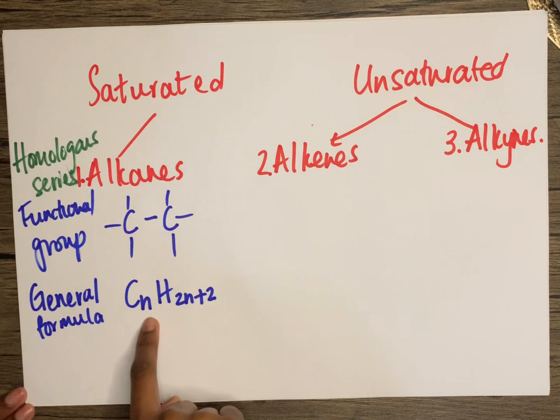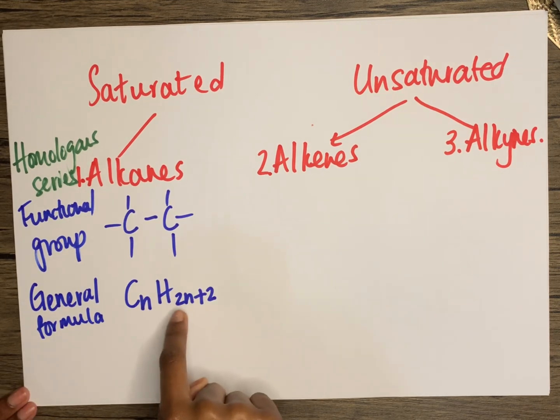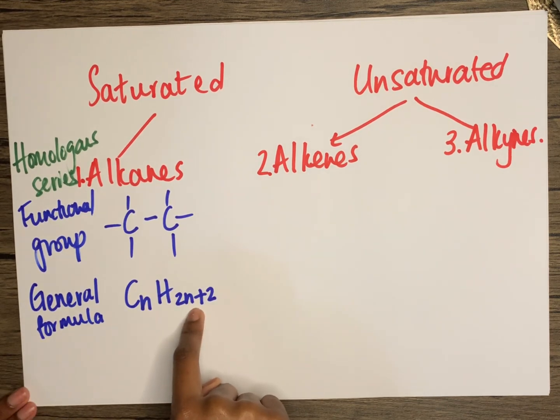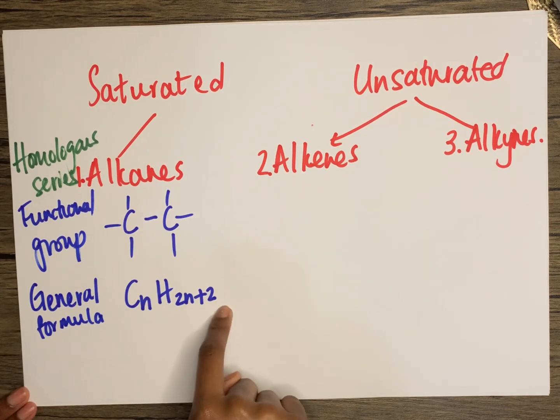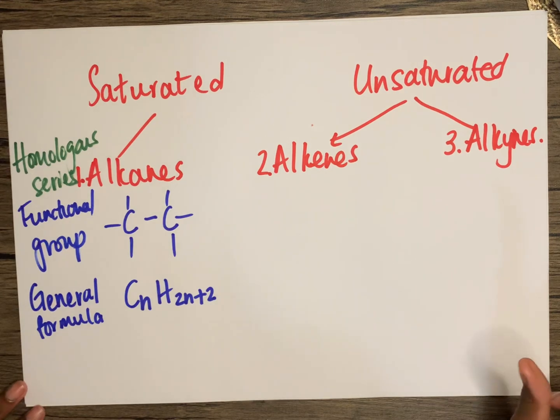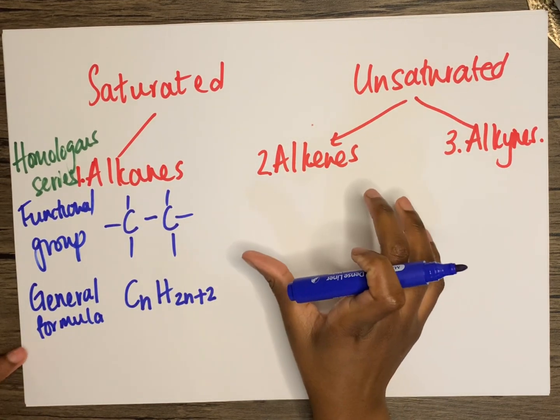So that means, for instance, if I have two carbon atoms, like in my example that I showed you, then I'm going to have 2 times 2, which is 4, plus 2, which is equal to 6 hydrogen atoms in total bonded to those carbon atoms. So the first molecule that I showed you was actually an alkane, right? And then let's go to the alkenes.